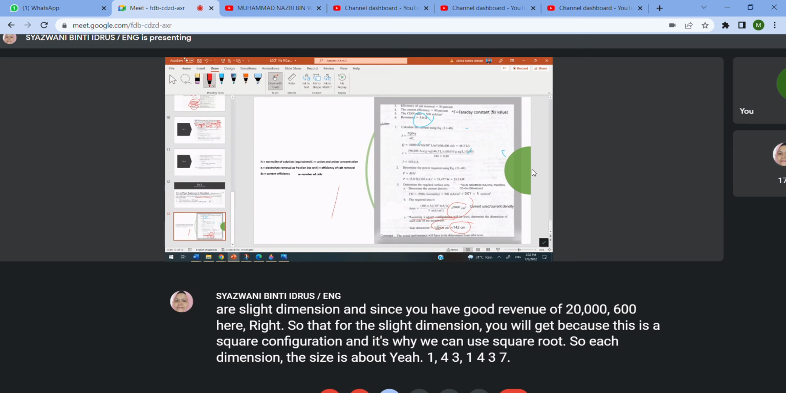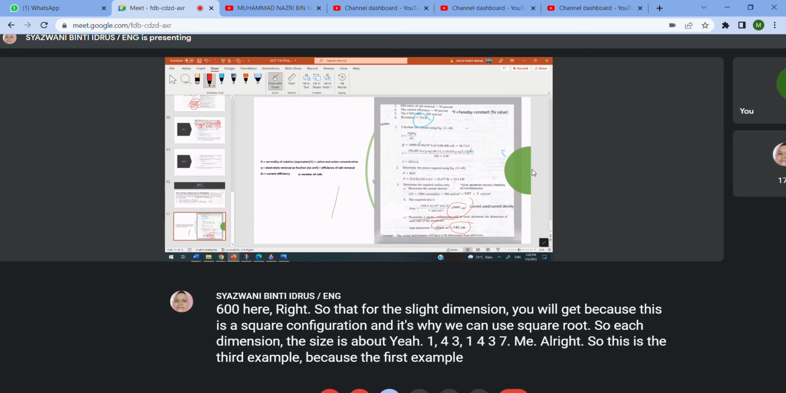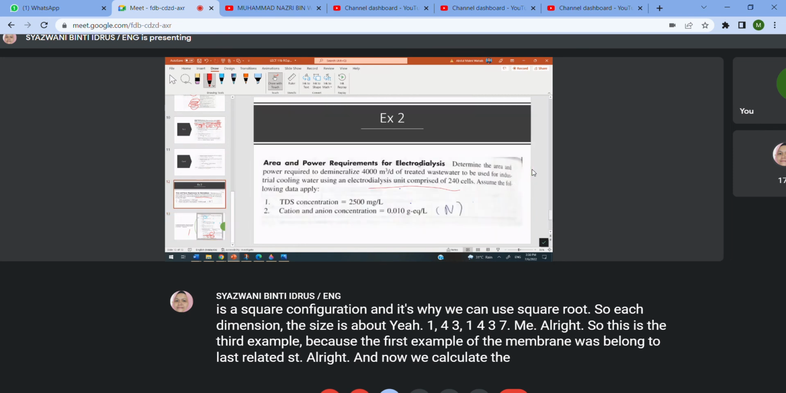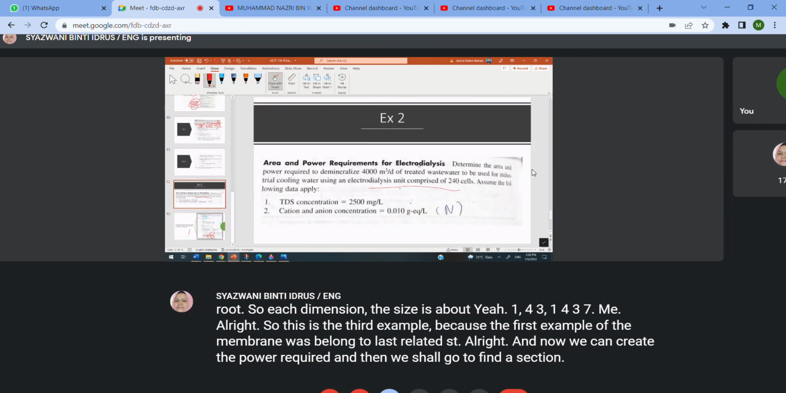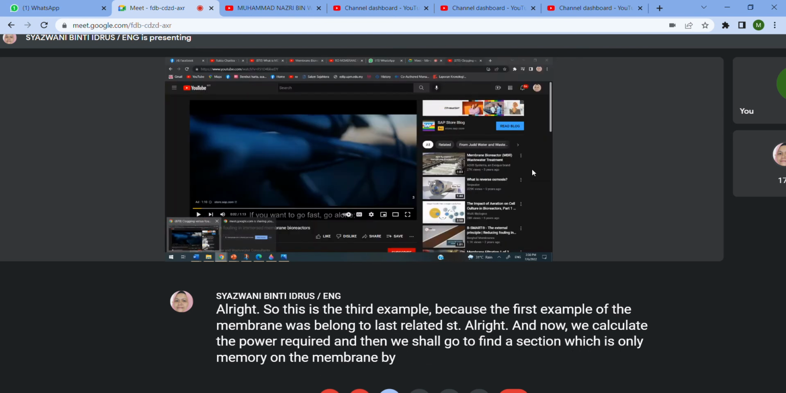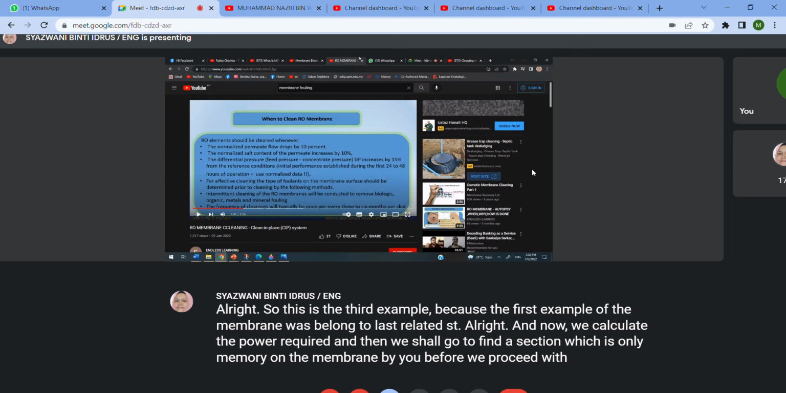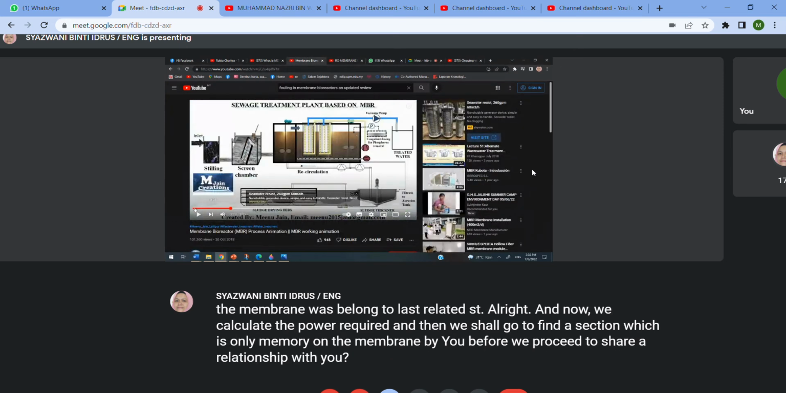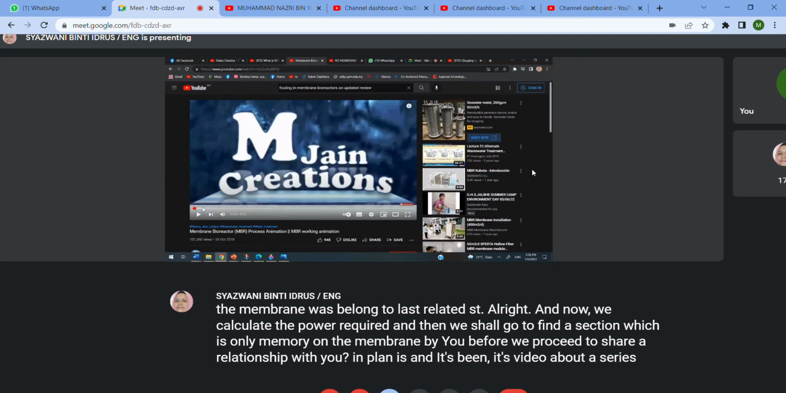Okay. All right, so this is the third example, because the first example of the membrane belonged to last week's lecture. Then we calculated the STI, and now we calculate the power required. Then we shall go to the final section, which is on the membrane bioreactor. Before we proceed with the membrane bioreactor, I would like to share a very short video, only 8 minutes, about the sewage treatment plant based on MBR, membrane bioreactor.